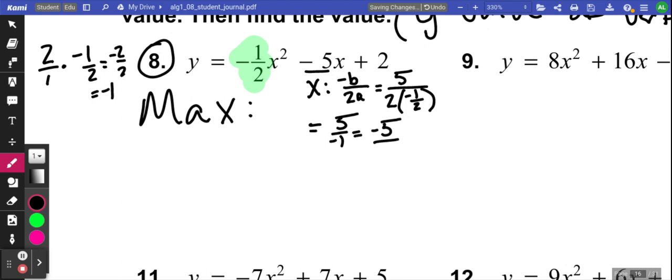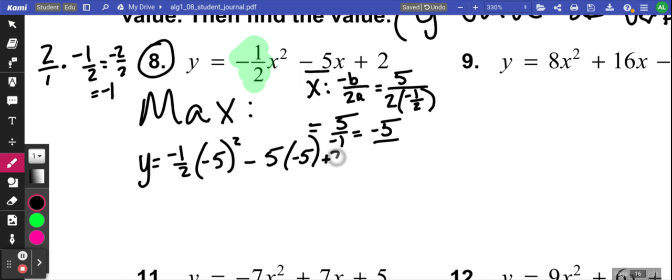The biggest mistake people make is they go, okay, cool, that's my max value, right? It's not your max value, it's the x where your max value happens. That's the x of your vertex. Your max value is the y of your vertex. So again, you still have to go back and plug this in to find what that y value is. So 1/2 times negative 5 squared minus 5 times negative 5 plus 2.